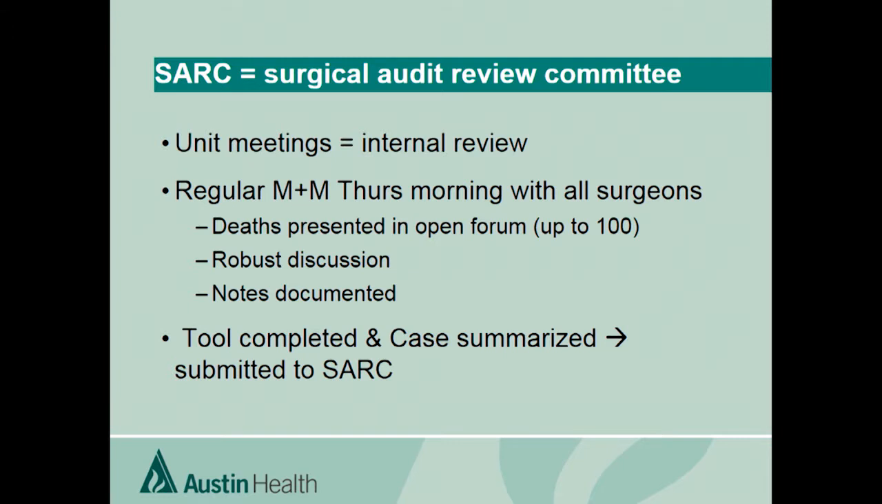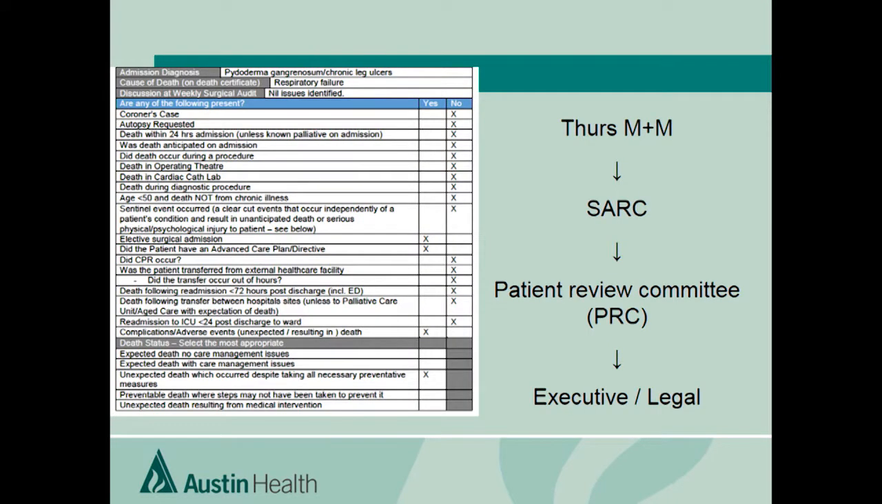This is, I think, the best M&M process we've got in our hospital. It's the Surgical Audit and Review Committee. Every week there's unit meetings with internal review. Every Thursday there's a very robust discussion about patients who die or have morbidity, and notes are documented by quality coordinators. And then there's a standardised tool which is presented to a higher order committee called the Surgical Audit and Review Committee. And the details aren't important, but here's an example.